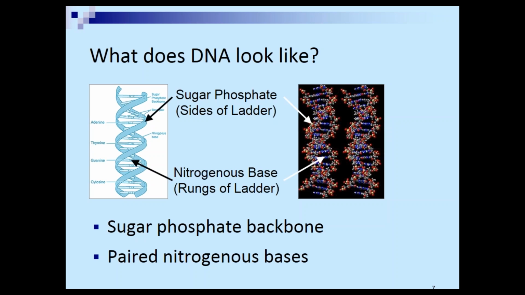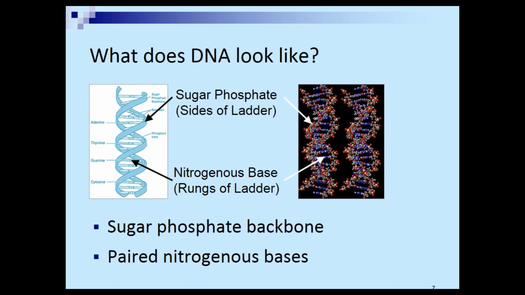The sides of the ladder, if it was untwisted, are what's called the sugar phosphate, meaning a sugar group and a phosphate group. What's important for you to know is that the sugar phosphate in every single person is the same. If we were to compare my DNA to Garrison's DNA, we have the exact same sugar phosphate sides. Our sides of the ladder look exactly the same throughout all of our DNA. I guess you could say we're identical sugar phosphate twins.